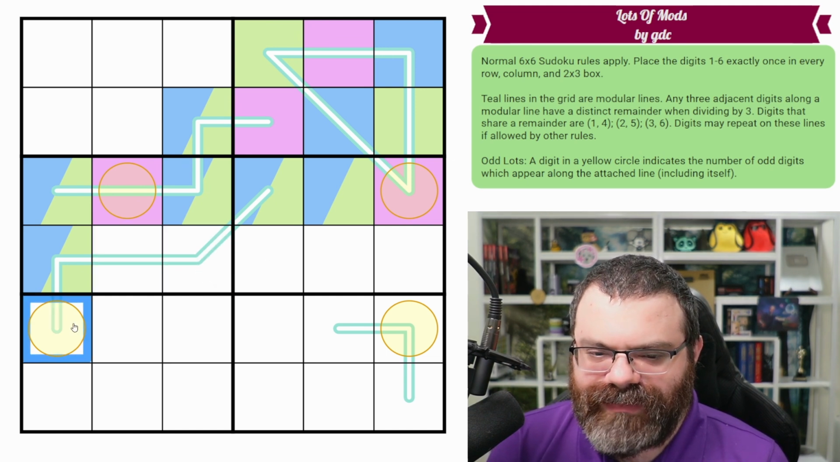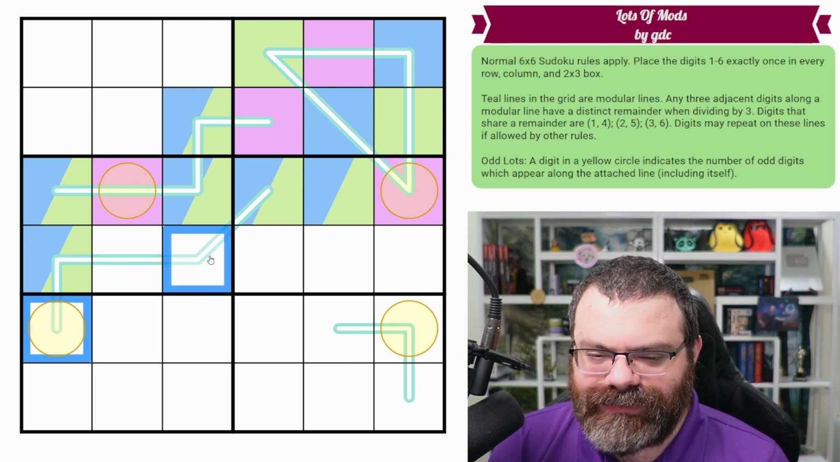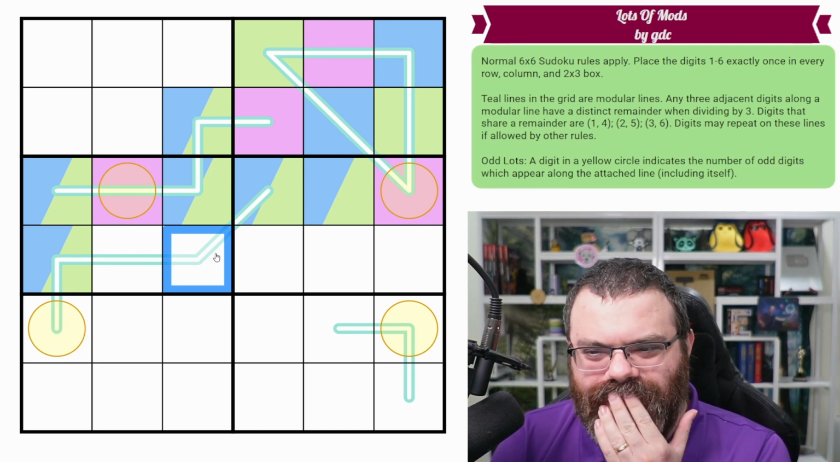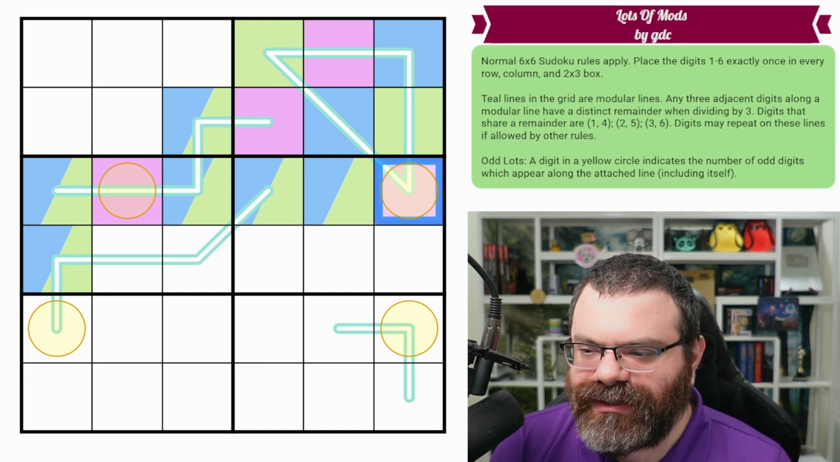So do I want to think about this cell here? This is the same color as this. I don't know. Okay, I think I need to think about odd lots. Let's think about this one here.